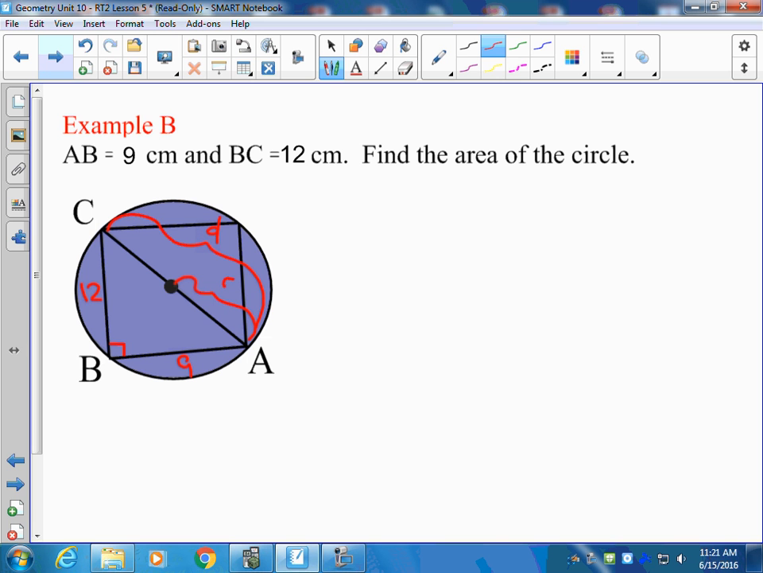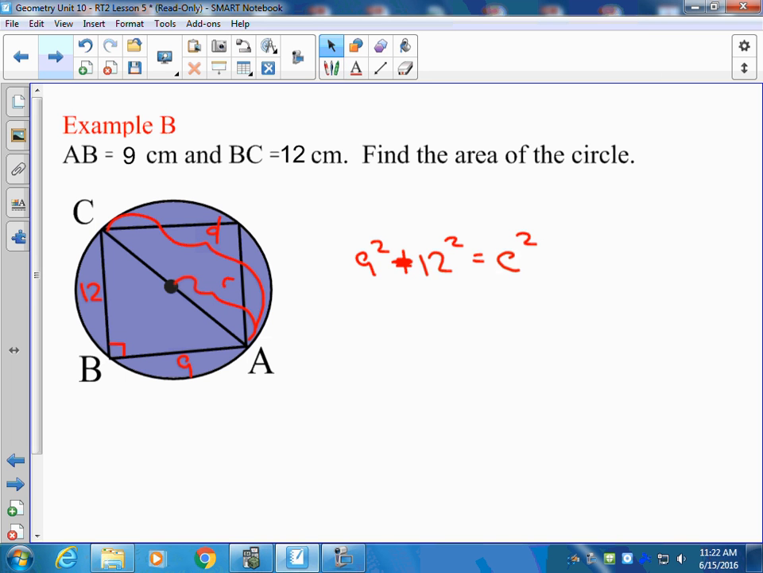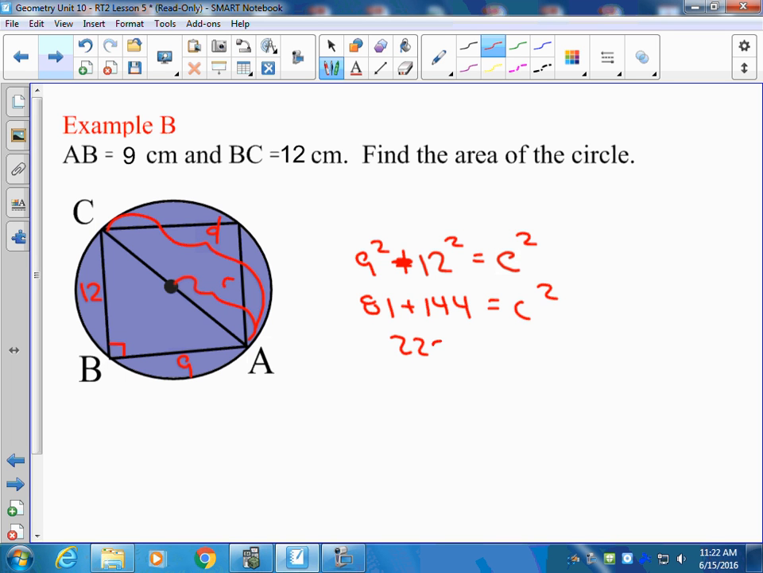So now we have to go back to the Pythagorean theorem. This isn't even a special right triangle where we can use ratios, but we're going to use Pythagorean theorem. 9 squared plus 12 squared equals c squared. Okay, c is our hypotenuse value. So we've got 81 plus 144 equals c squared. Okay, we put these together. We've got 225 equals c squared.